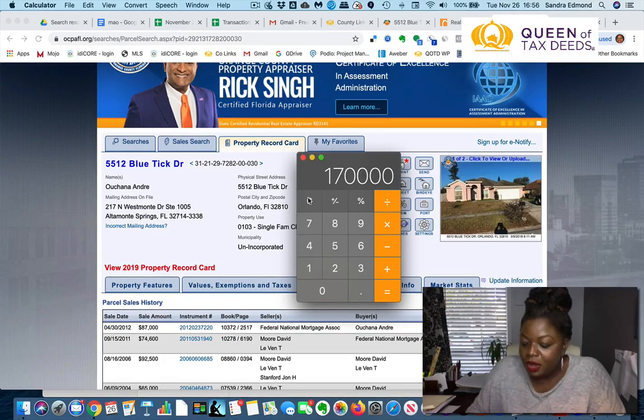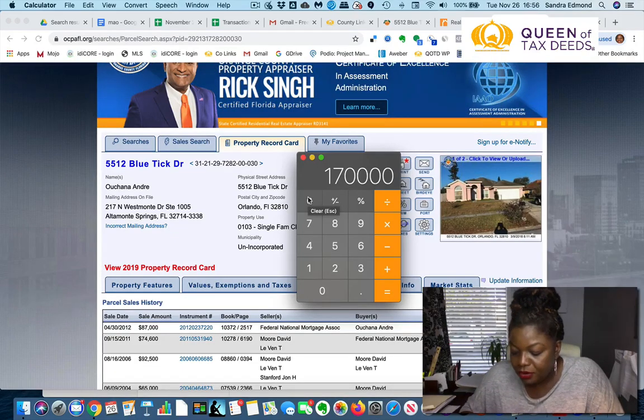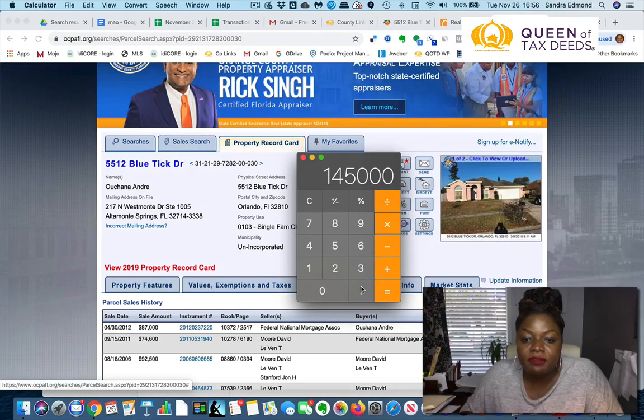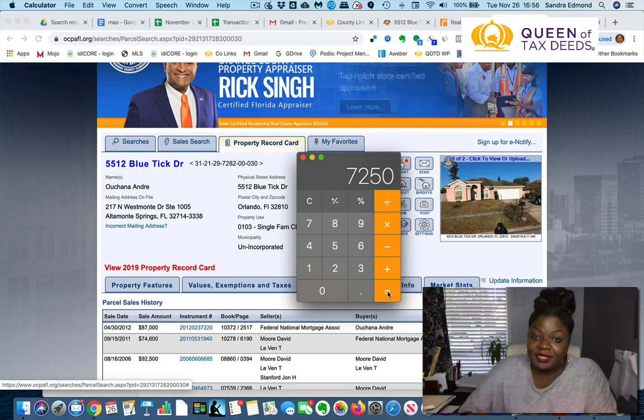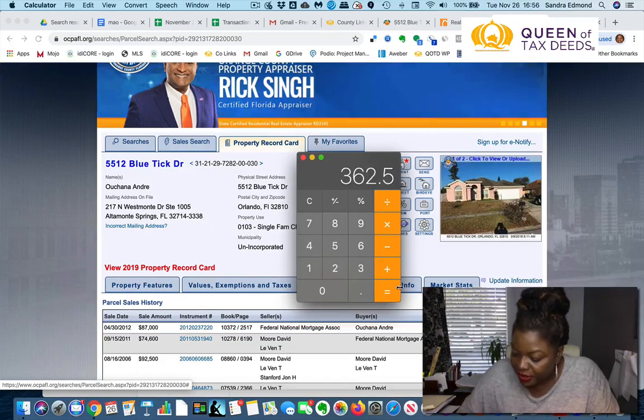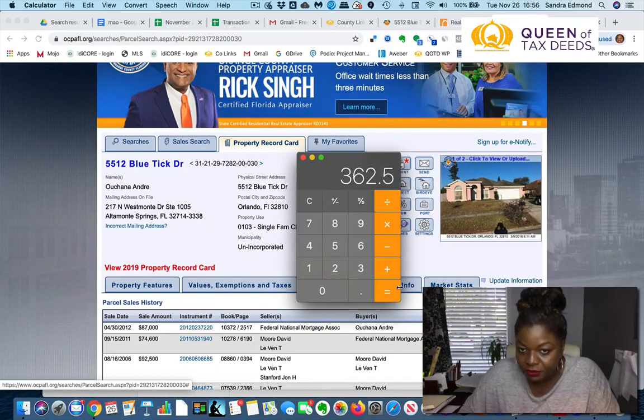So if you know that the most you're willing to pay for it is 145,000, what is 5% of that number? Times 0.05. Why do we say 5%? Because the county or the state of Florida wants at least a 5% minimum deposit. So that means you're going to need at least 7,000.